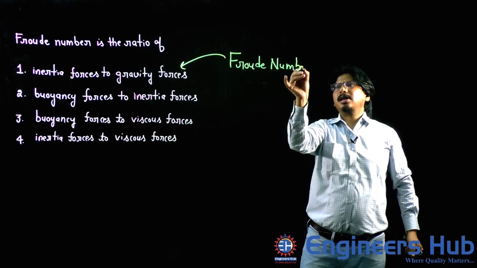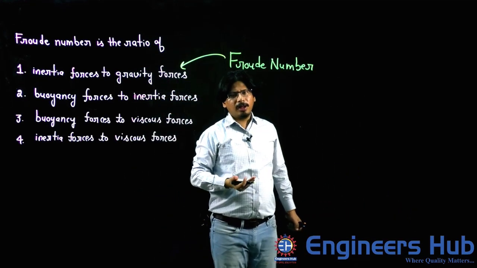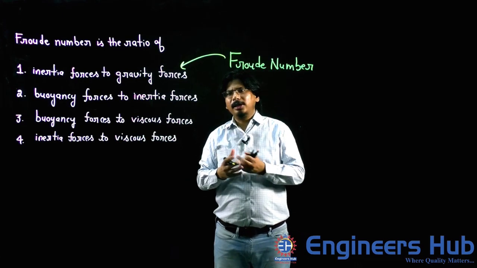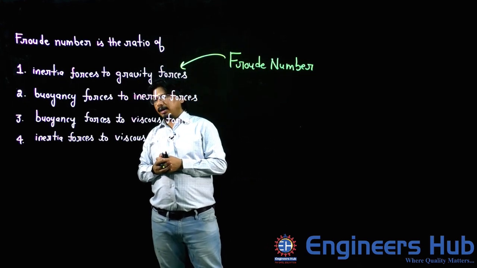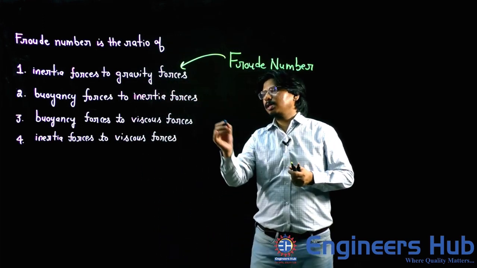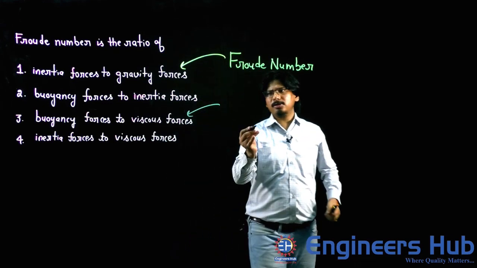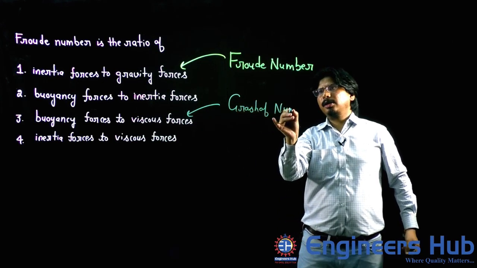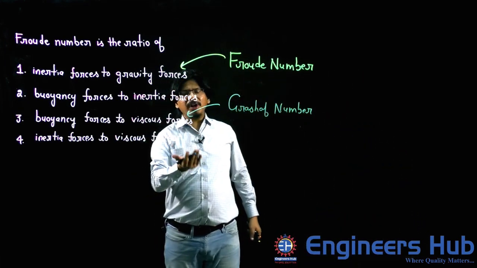Very simple question, my friends, and already we have discussed in class. Generally the Froude number is used for open channel flow analysis and all, where we have a free surface present. And my friends, if we see a few other options, option 3, buoyancy forces to the viscous forces, this is basically your Grashof number, my friends. And you know, Grashof number is generally used for the analysis of free convection.